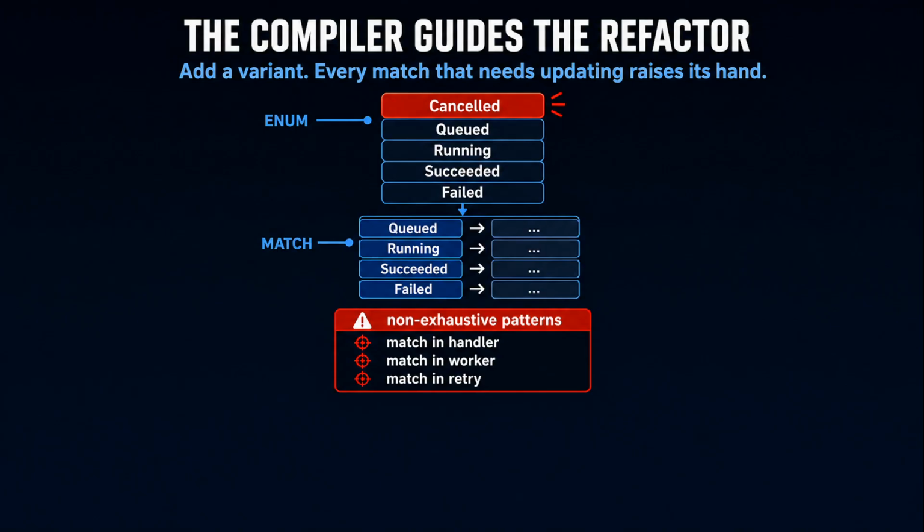In Python or Java, adding a new status creates a silent bug because one forgotten if chain still ships into production. In Rust, adding a new case creates a wave of compile errors that mechanically guide the refactor. The compiler stops feeling like a scold and starts feeling like backup. The refactor finishes when it stops complaining.